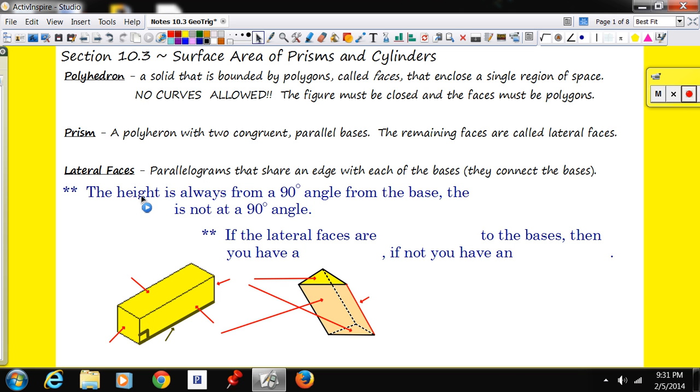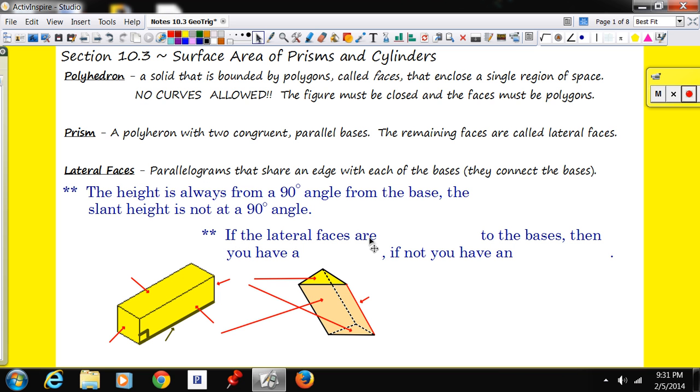Now the height is always from a 90-degree angle. So you can see the 90-degree angle. So my height can be right here between my two bases. My height is going to be at a 90-degree angle from the base. The slant height is not at a 90-degree angle. So you can see that this right here is not 90 degrees. That's an acute angle. So this red line is not a height.